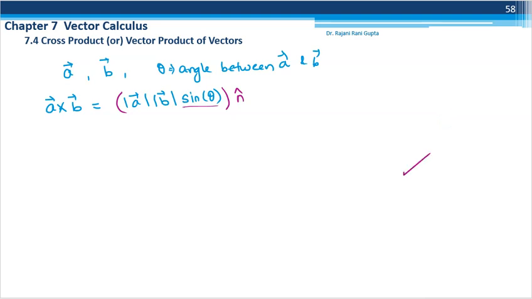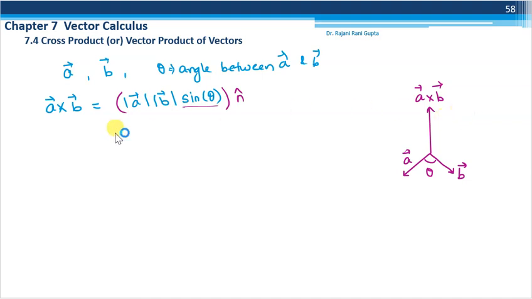Like you have this as vector A, this as say vector B, and say the angle between them is theta. Then the direction of A cross B is always perpendicular to both A and B. So this will be the direction of A cross B. Now, dot product we are using to find the projection of one vector on another vector.